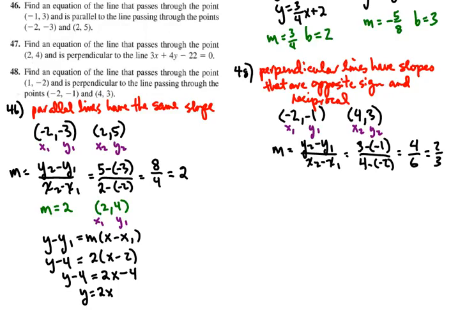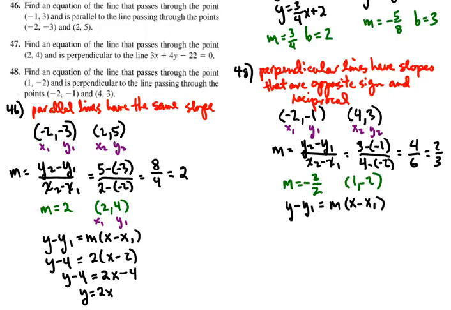So remember that perpendicular slopes are opposite sign and reciprocals. So the slope of the new line that we want to create is going to have the opposite sign, which is negative, and it's going to be the reciprocal of the other slope, so it'll be 3 over 2. So -3 over 2. And the new point that our new line has to pass through is 1, -2.